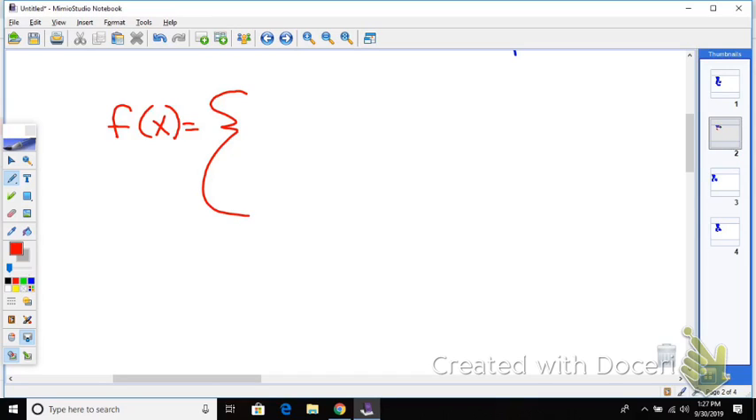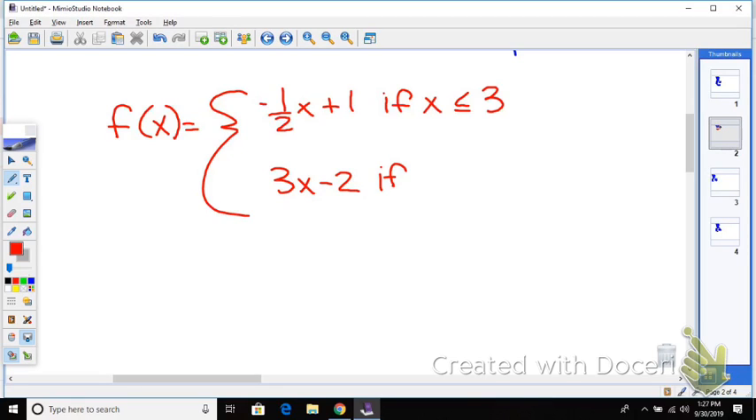So you have this f of x and then you have a bracket. So it's basically y equals, and then I have something like this, negative 1/2 x plus 1 if x is less than or equal to 3. And then I have f of x equals down here 3x minus 2 if x is greater than 3. So this is in your book or on the worksheet that I'm going to give you today. This is what it's going to look like. This is the same thing, fancy y. It means exactly the same thing as what I just showed you. But fancy y equals, bracket, 2 equations and their if statements.